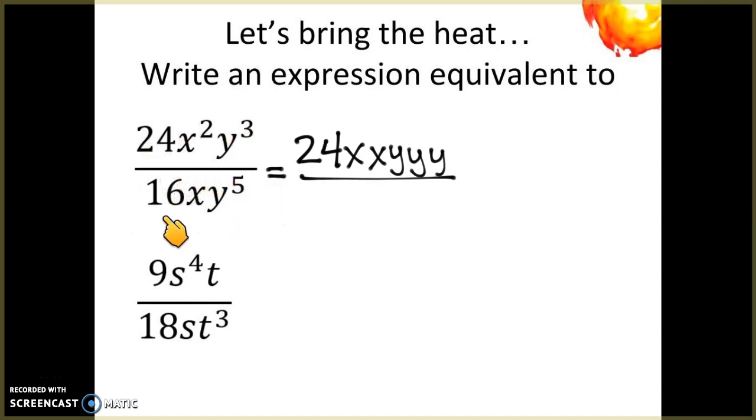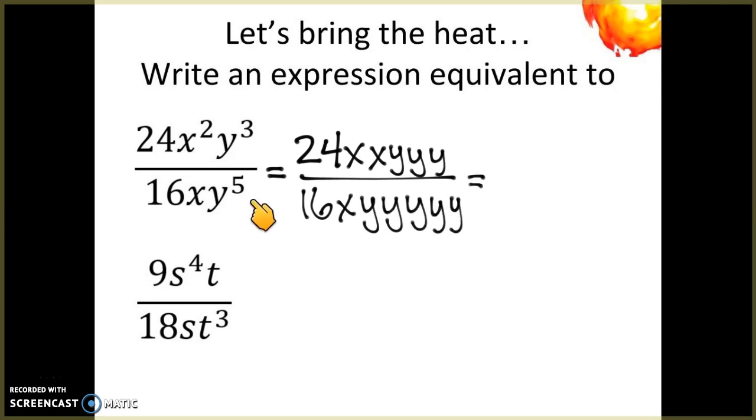And then in the denominator, I'm going to also expand this out as well. So 16x, and I have 5 y's, because it's y to the 5th power. And so now I can go through and see what can be eliminated or what can be canceled out into a wonderful 1.